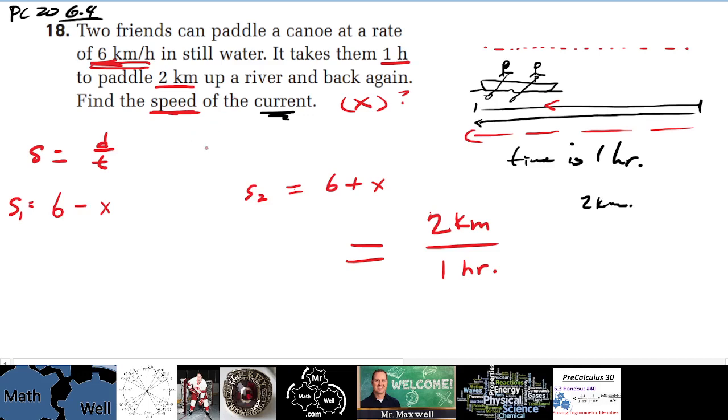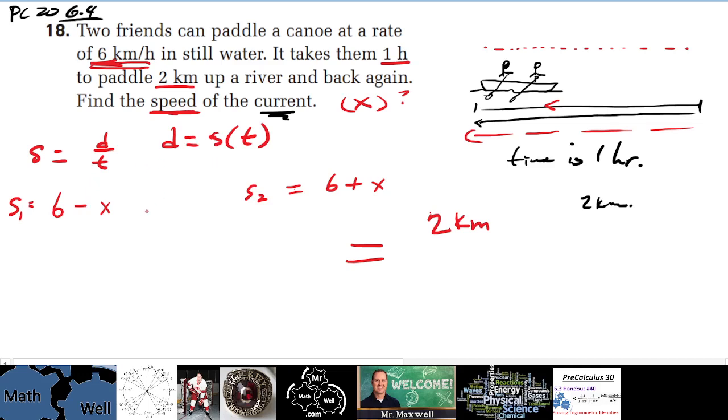How can we do that? Could we do 6 minus x plus 6 plus x? Would that work? No, that wouldn't work because then we'd have just 12 equals 2. That doesn't work. Okay. Could we add up to a distance? How could we add up to a distance of 2 kilometers? What is distance? Well, distance is speed times time, right? That's what distance is. Speed times time.